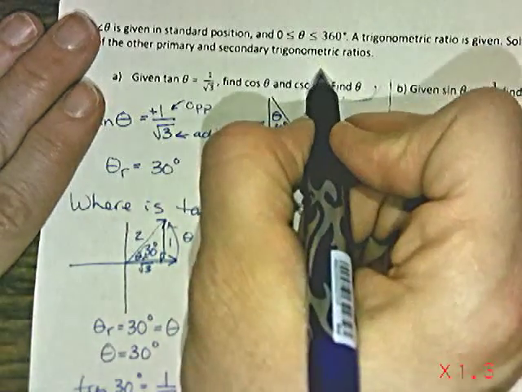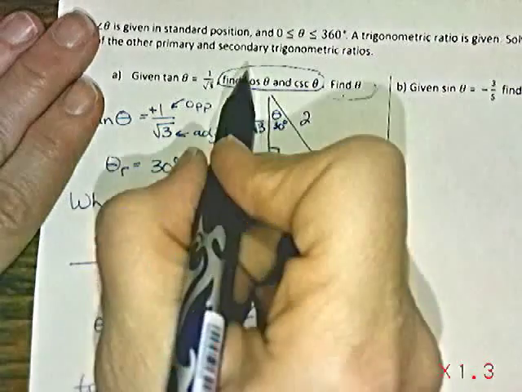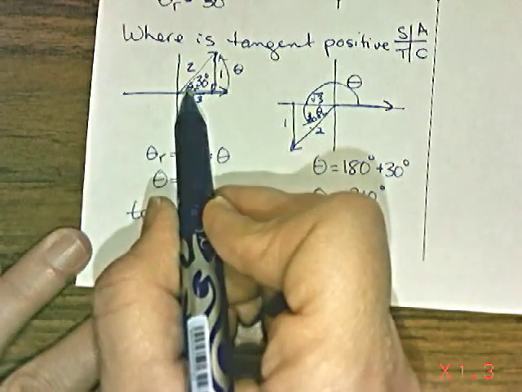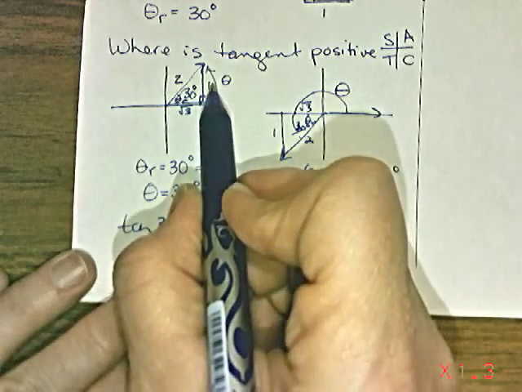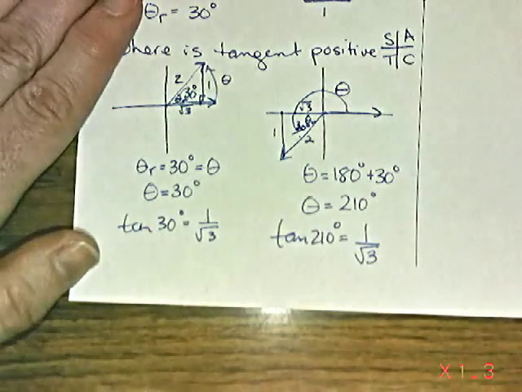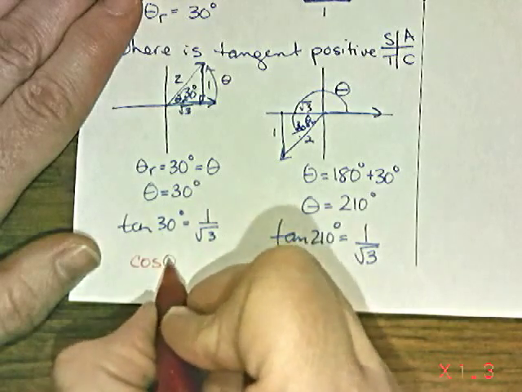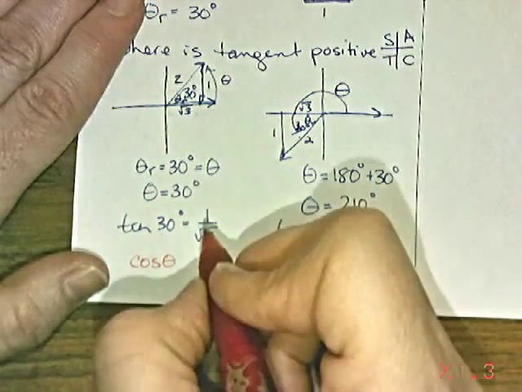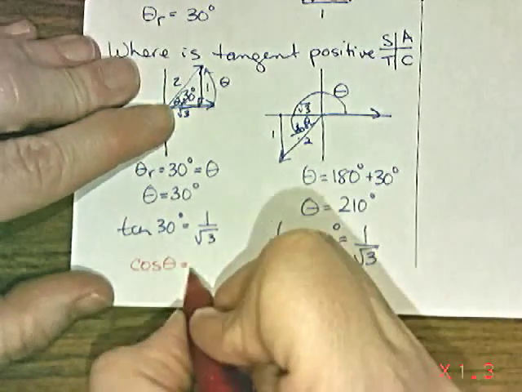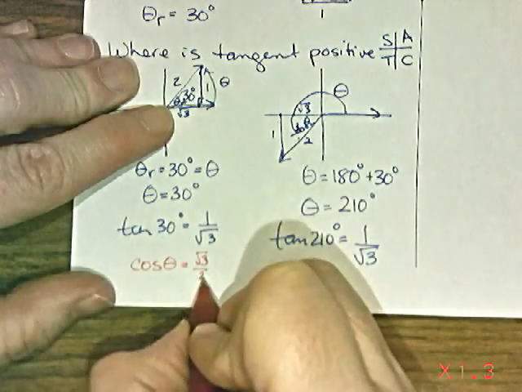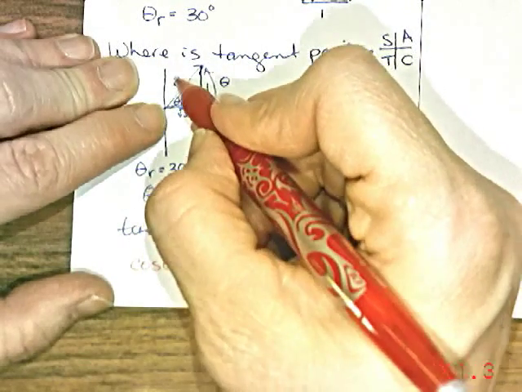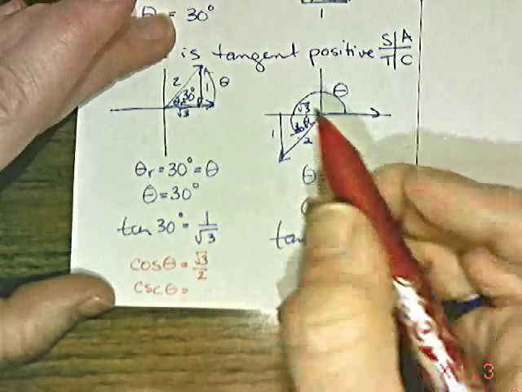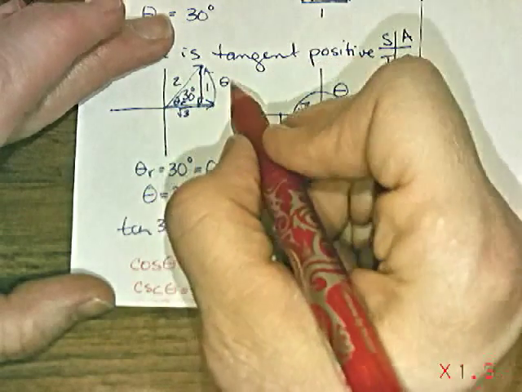Now what I haven't done is answer this part of it. Find the cosine of theta and the cosecant of theta. Well, if we know that the tangent is opposite over adjacent, then I can simply find the cosine of theta as the adjacent over the hypotenuse. So the cosine is root 3 over 2, so adjacent over hypotenuse. And then cosecant is the reciprocal of sine, so it's hypotenuse over opposite.